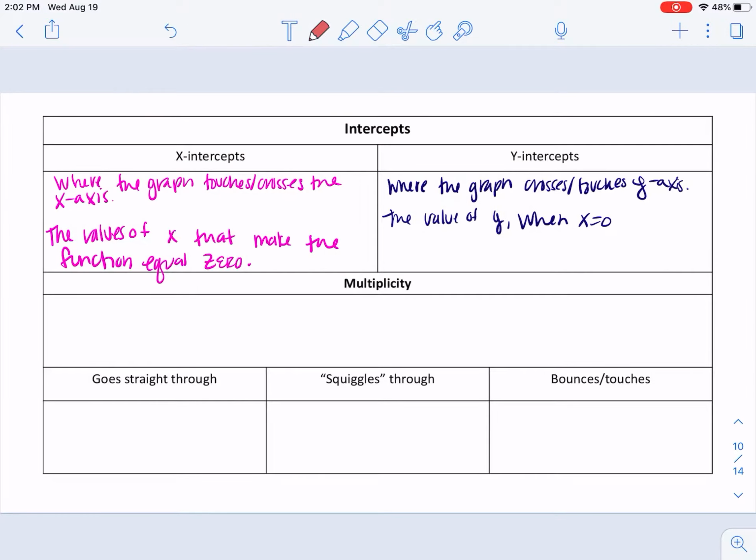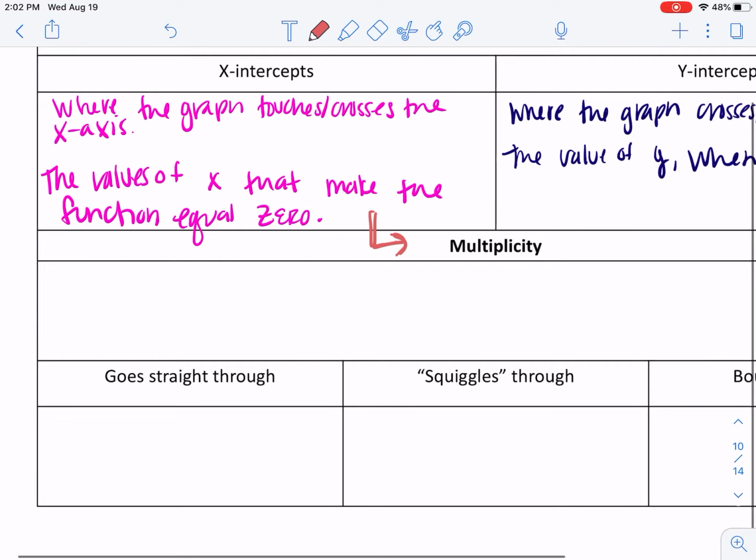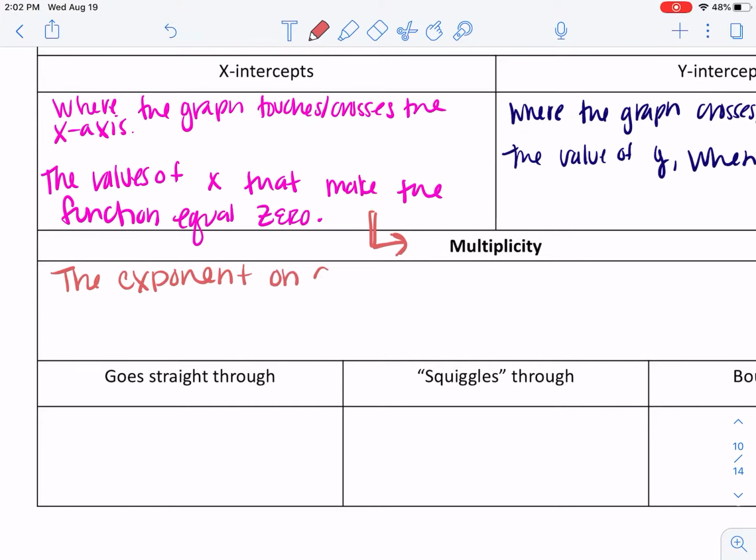Then we have this new term here called multiplicity. I'm doing a similar color because it is related to an x-intercept. They go together. The multiplicity is going to tell us more about our x-intercept than you've ever known before. So the multiplicity algebraically, or in the equation, is the exponent on a factor. So for example, if I have x plus 2 cubed, then my multiplicity would be 3 because that's the exponent on the outside of my factor.